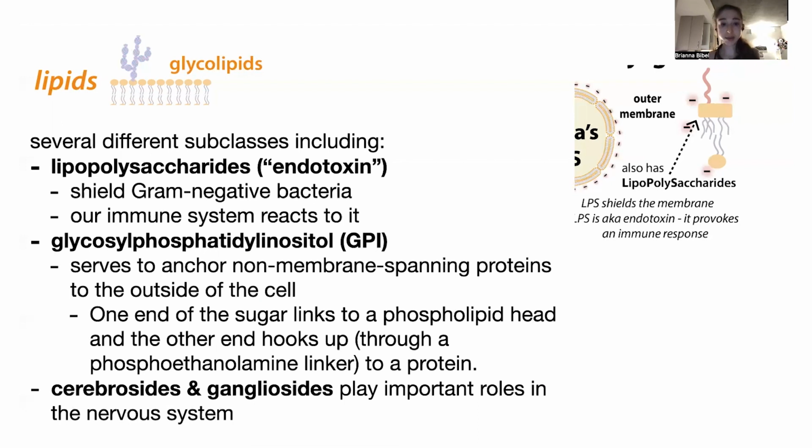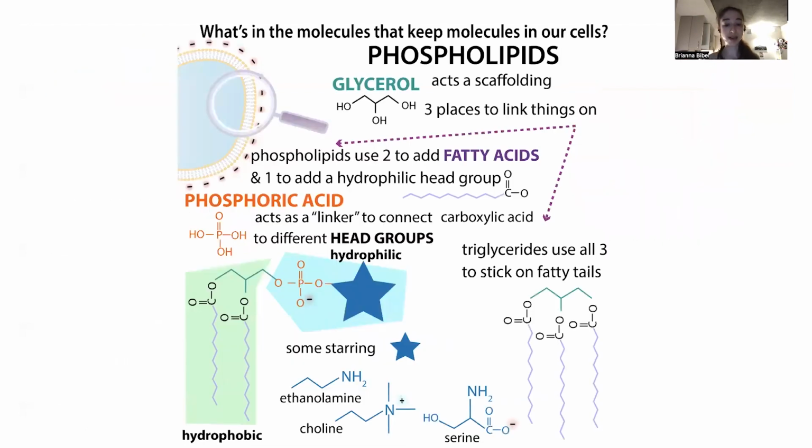We have glycolipids as well. There are lots of different types of glycolipids. Glycosyl phosphatidylinositol, or GPI, serves to anchor non-membrane spanning proteins to the outside of the cell. Some membrane proteins go through the membrane, and some proteins can be just anchored on the outside through this GPI. So you have one end of the sugar that's linked to a phospholipid head, and then the other is linked to the protein.